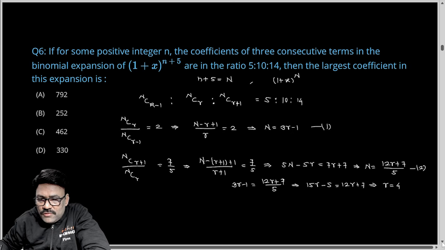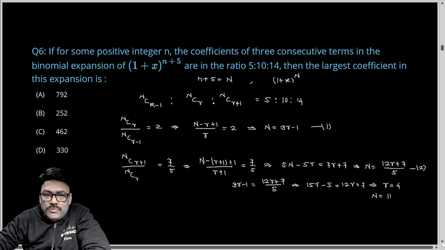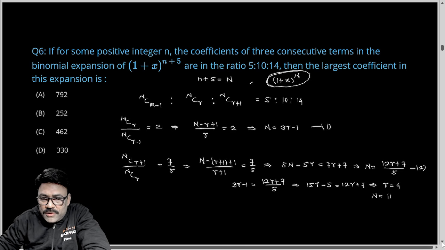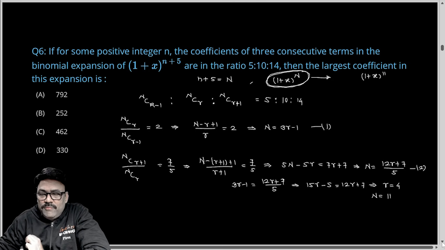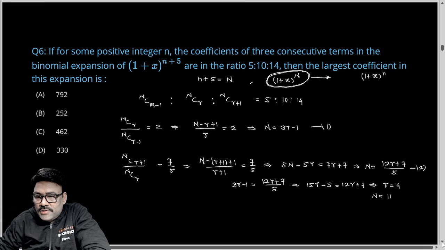And when R is 4, N will be 11, capital N. So now you can say that this binomial expansion is now 1 plus x raised to 11. And you need the largest coefficient. So obviously the middle term has the largest binomial coefficient.